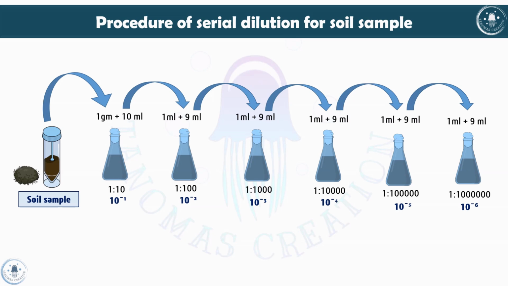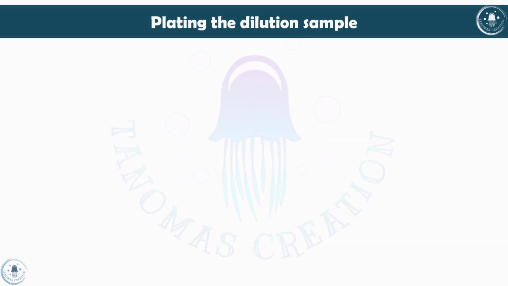Now after the serial dilution, you need to plate it, right? You need to grow these microorganisms on your petri plate, having the culture media. So how you do it? Now coming to the plating of the dilution sample.